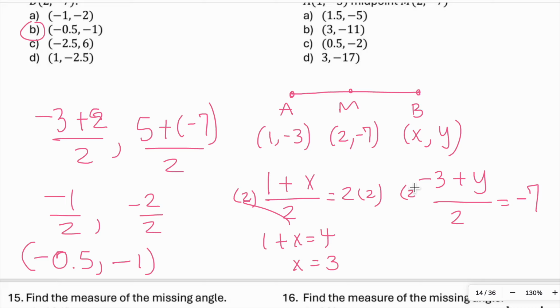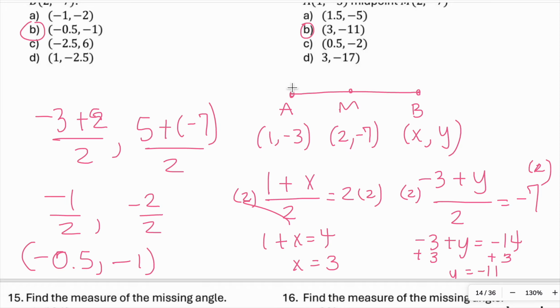And then here, if I'm multiplying by 2 on both sides, I'm getting -3 plus y is equal to -14. Adding 3 to that, I'm going to get -11 for my y, and that is going to be option B.